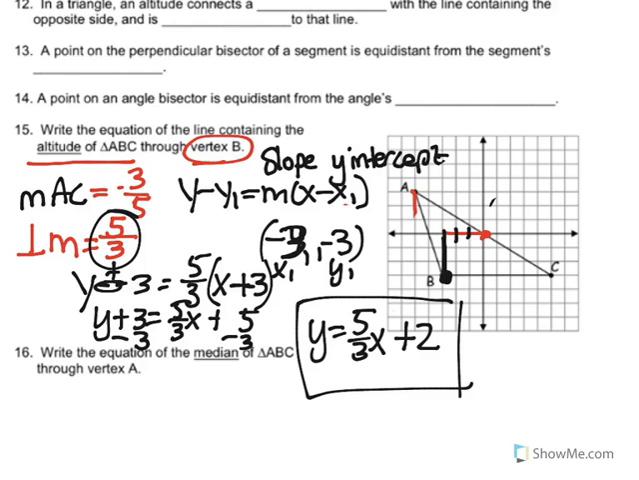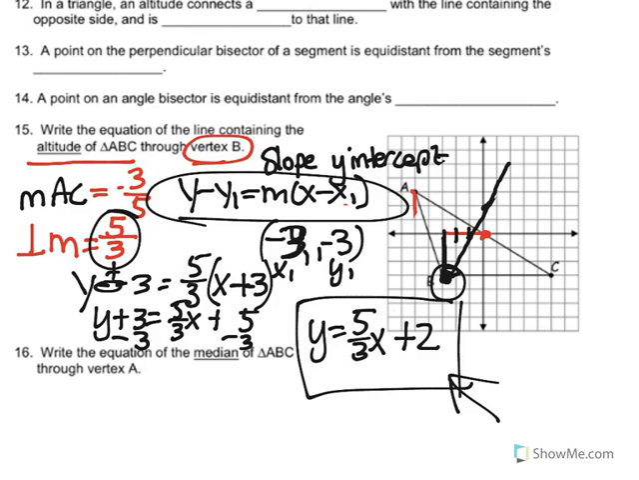And there you are. If you have a point and you have a slope, let's put the 2 there, and it's going to go like that. There's your altitude. Okay, and here's the equation. If you have a point and a slope, use point slope form. y minus y1 is equal to slope times x minus x1. Okay, let's do number 16.